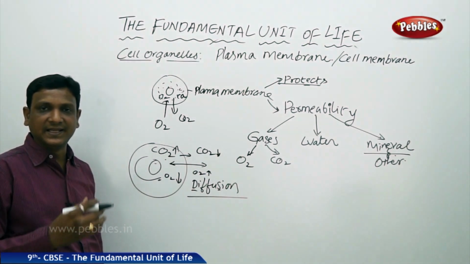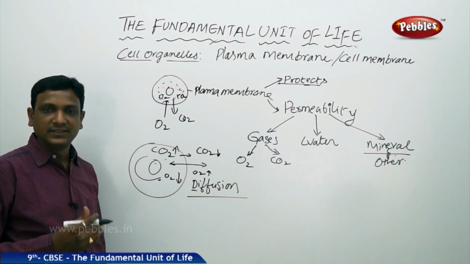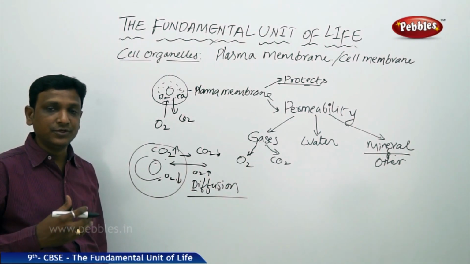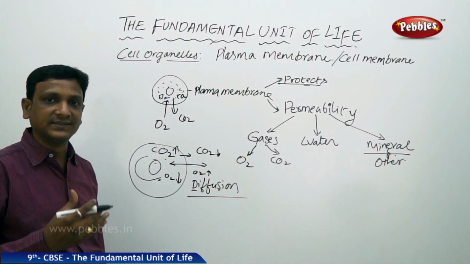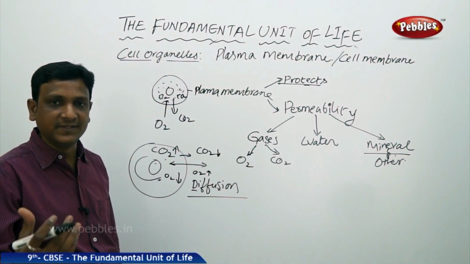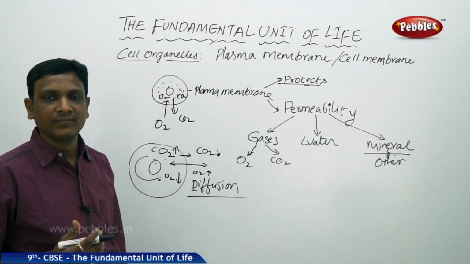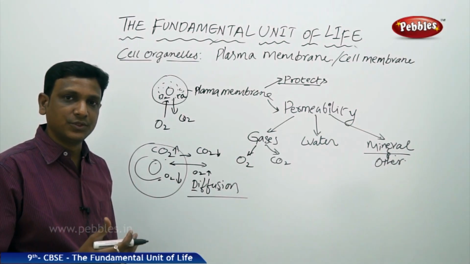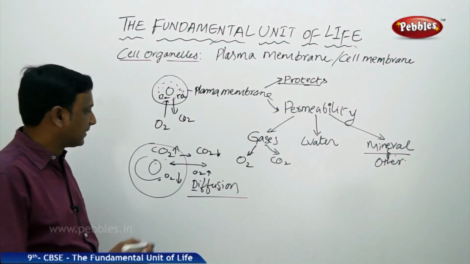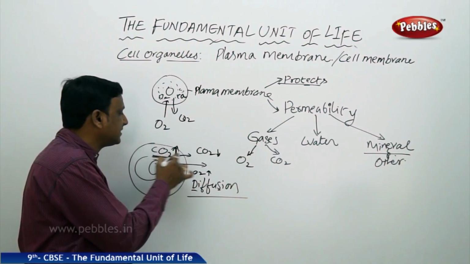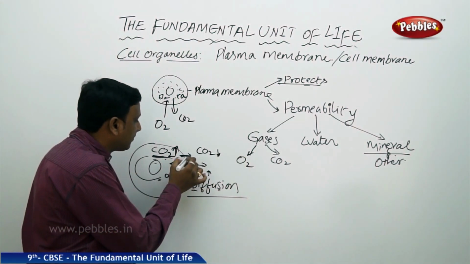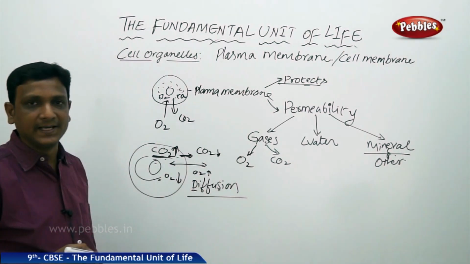Inside the cell, as energy is required, oxygen is used up continuously to produce energy. As the oxygen is being used up, the concentration of oxygen is less in the cell compared to the outside environment, so the oxygen diffuses into the cells. As the cells use up oxygen to produce energy, carbon dioxide is produced in the same process. So the percentage of carbon dioxide is high inside the cell compared to the external environment, and this carbon dioxide diffuses outside the cell.